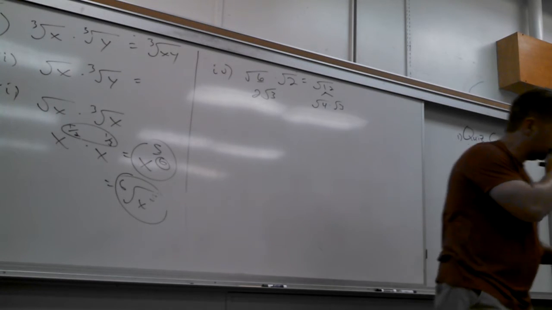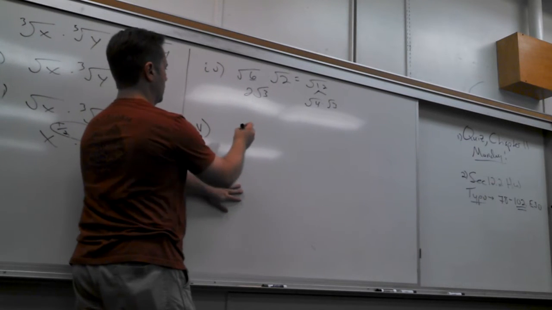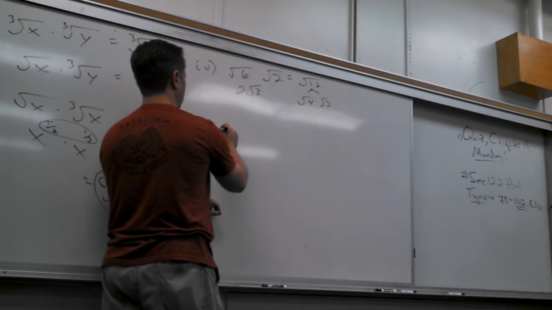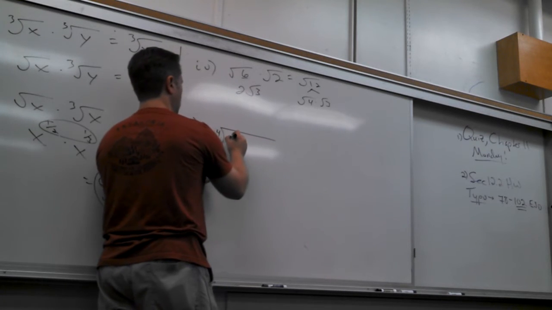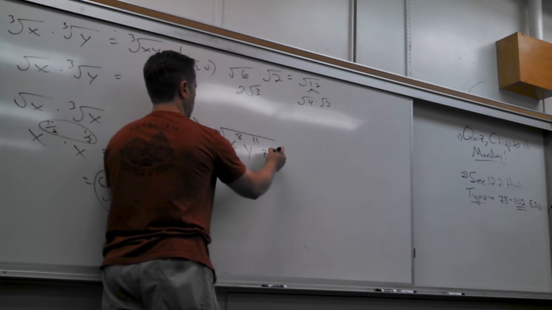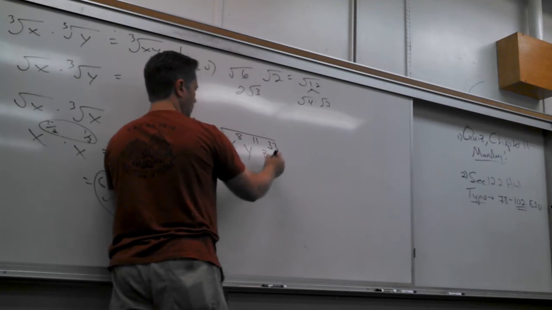All right. Let's do this. We talked about this earlier. Now I want to make sure this makes sense. Say I have the 4th root of x to the 8th, y to the 11th, z to the 33rd.